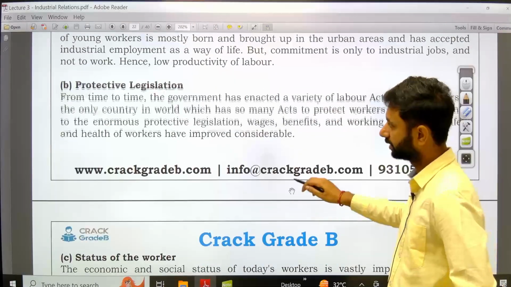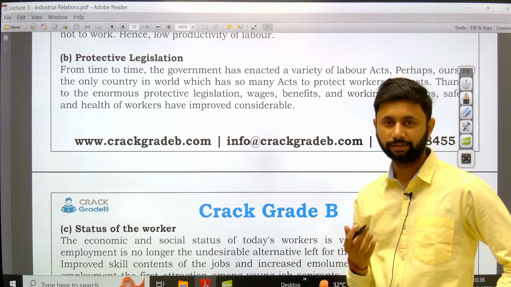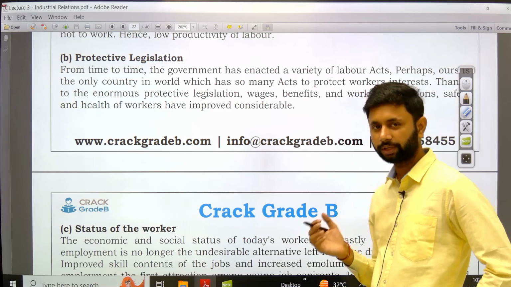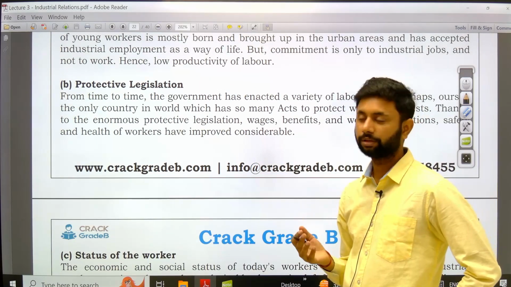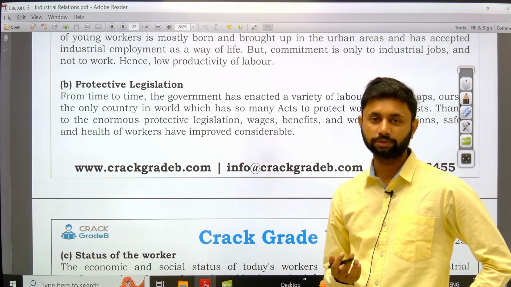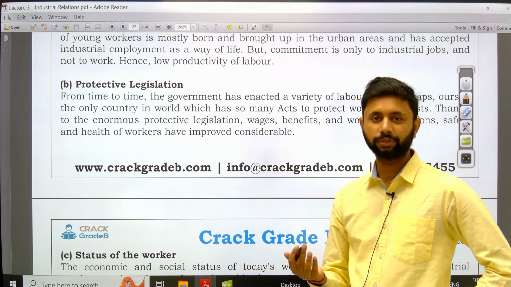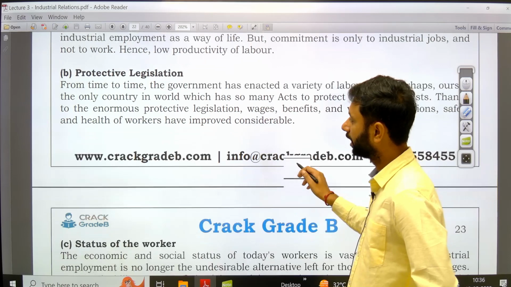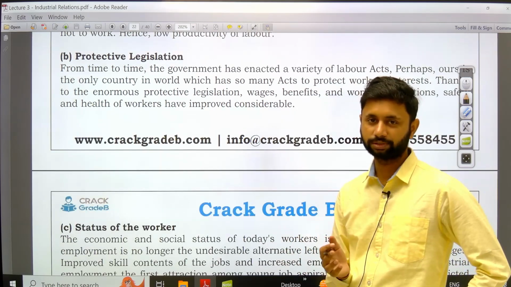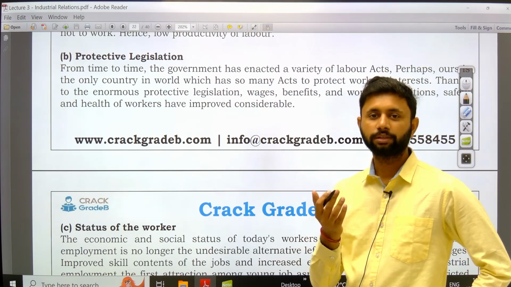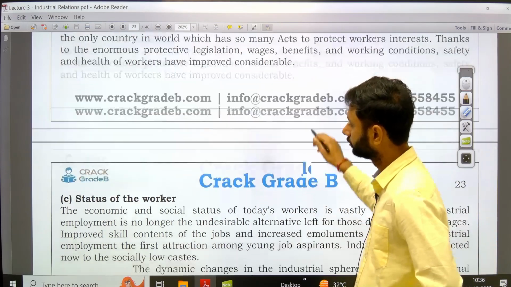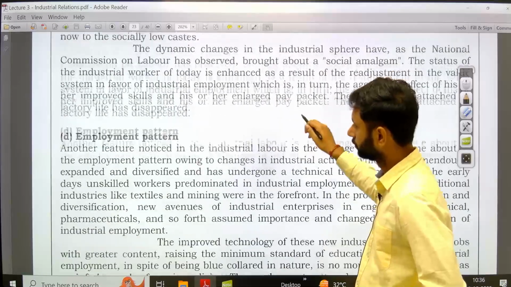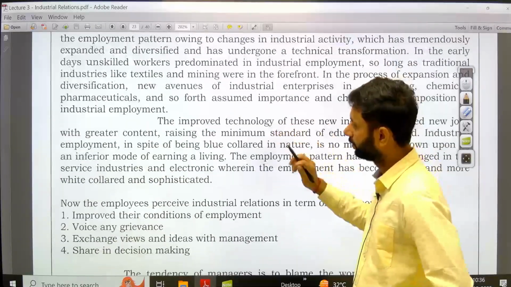We've already discussed that the government has enacted various laws to protect Indian workers, and the government is dynamic, adjusting to the new realities of the world. As we've already discussed, the government has provided social security benefits to gig economy workers. The employment pattern we've already discussed.